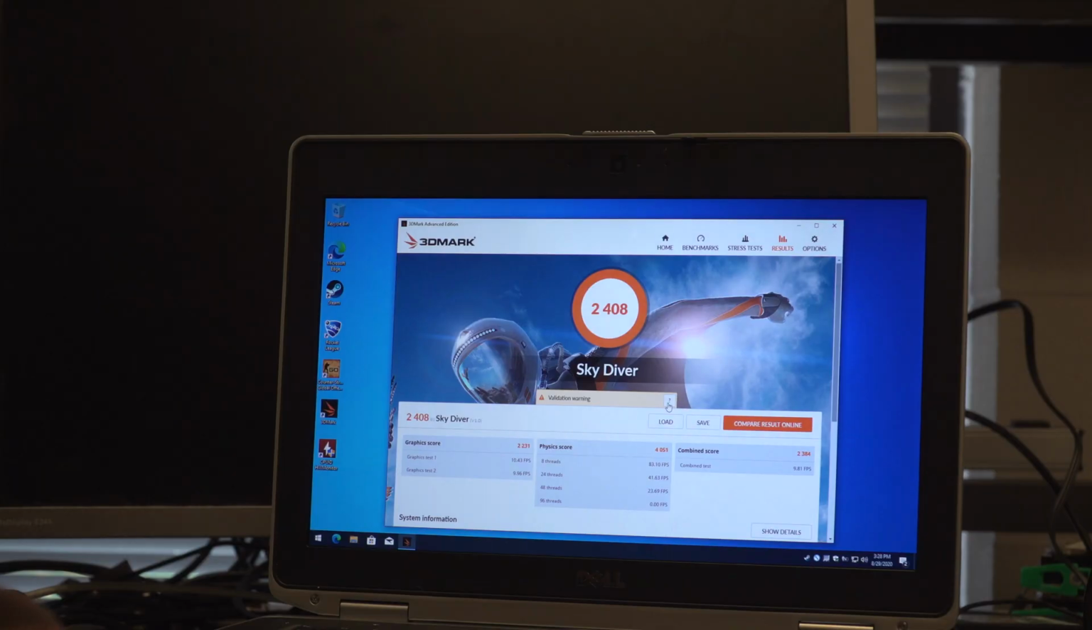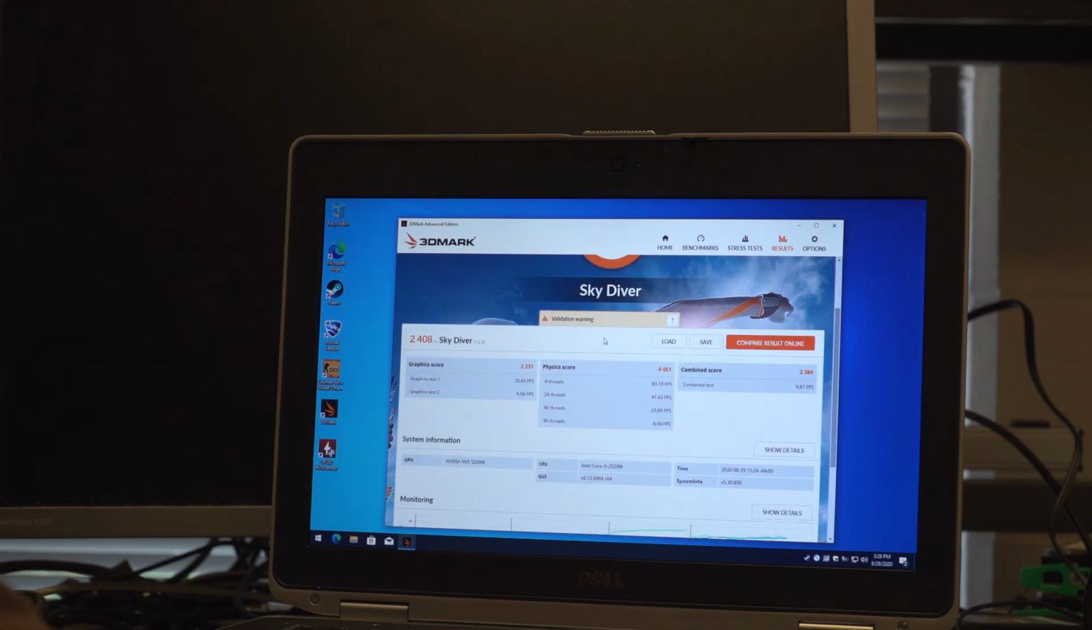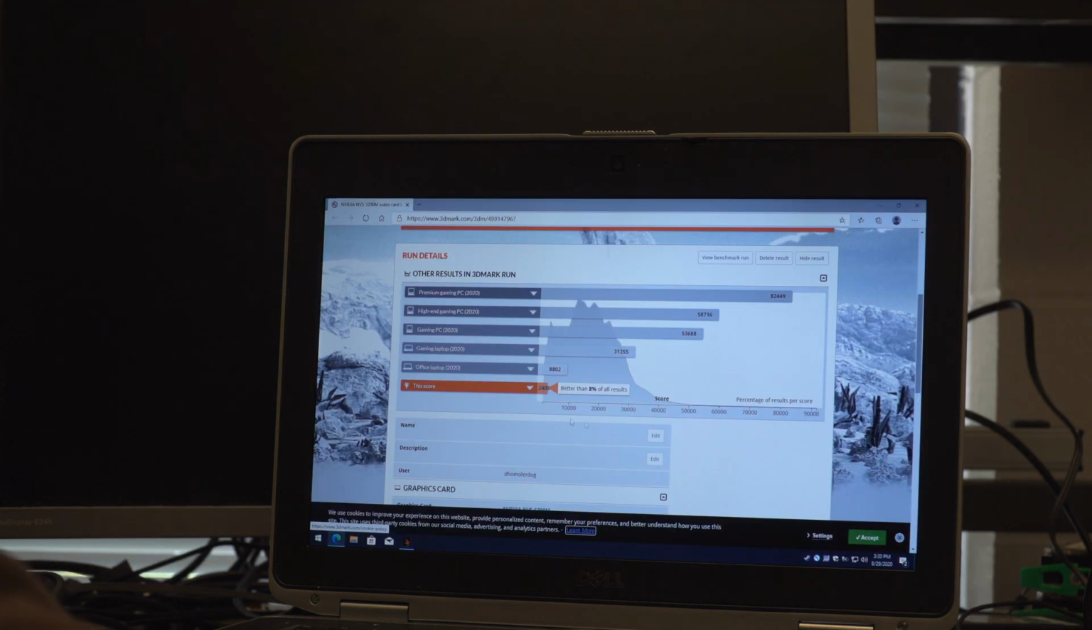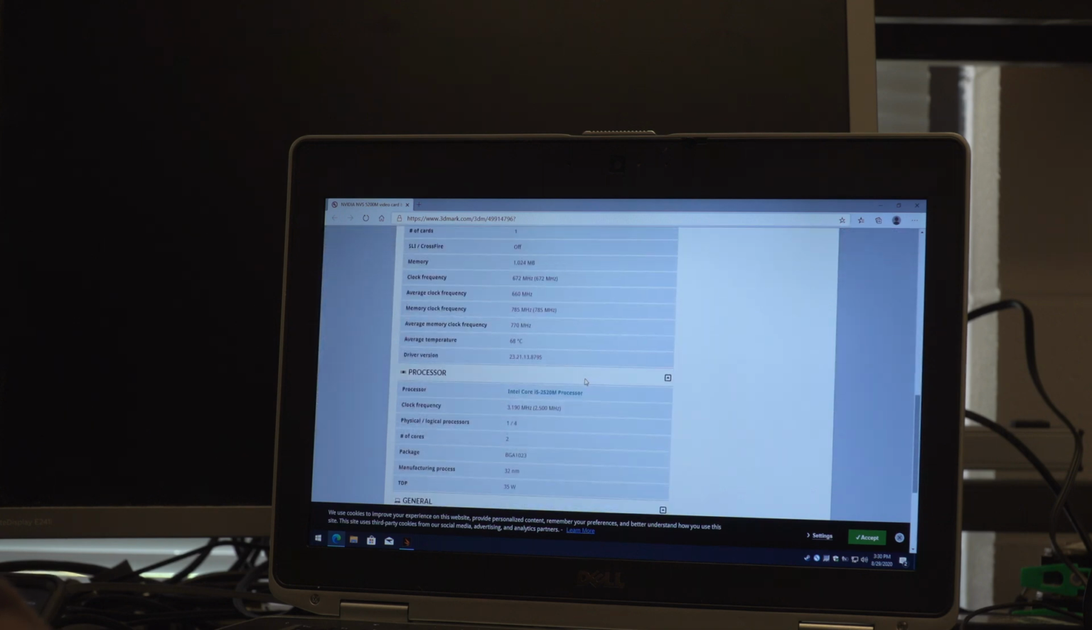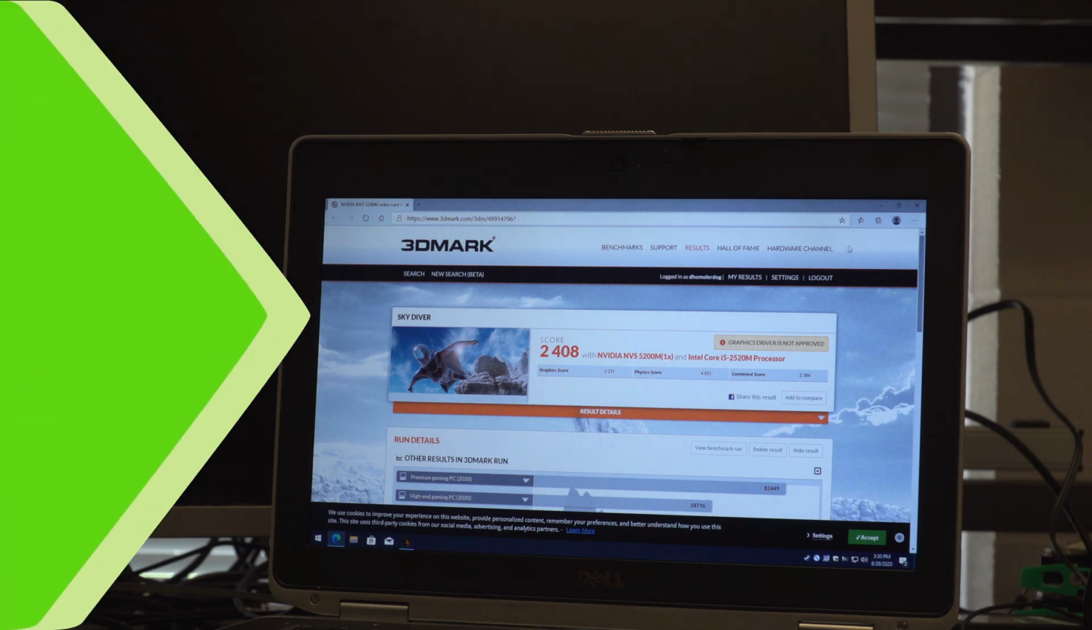Let's go check out this 3D Mark benchmark. So going over the Skydiver benchmark results, total is 2,408. You'd have to compare that to the other computers to understand what that means. Graphics score 2,231, physics score 4,051, combined score 2,384. Comparing this result online says this is better than 8% of all results. We're kind of behind the curve, but it is an eBay laptop.